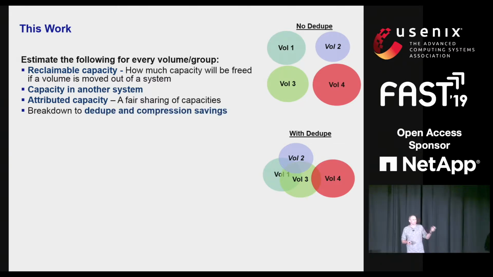We're also looking at a breakdown. How much are you saving from compression? How much are you saving from deduplication? All these are unknown in current systems. And people making decisions are working in the blind with respect to these. So I want to claim that I'll give you some motivation. If we had these, we could do a lot of different things.